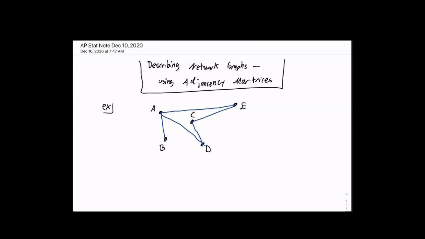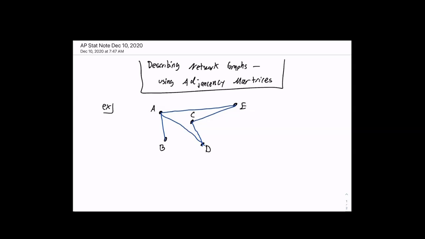So A and B are friends. We're talking about friends here. It could be any type of social networking: Instagram, Snapchat, Facebook. So A and B are friends. B is friends with only one person within the network, and that's person A. A is friends with B, D, and E, very friendly.